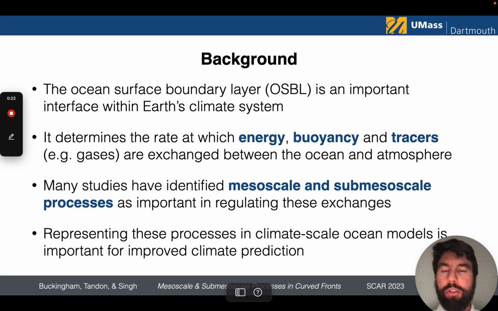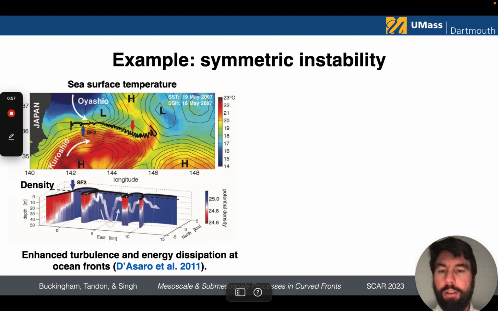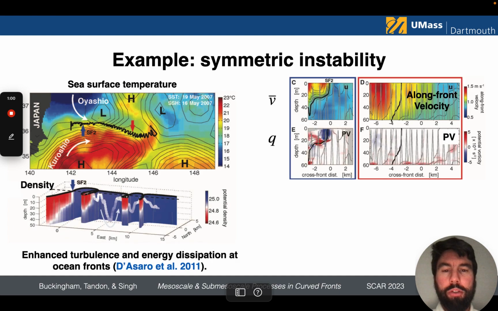By way of background, the ocean surface boundary layer is an important component of Earth's climate system. It determines how energy, buoyancy, and tracers are exchanged between the oceans and atmospheres. Many studies, particularly those recently, have identified mesoscale and submesoscale phenomena as potentially important in regulating these exchanges. We think, therefore, that representing these in Earth system models or climate scale ocean models is important for improved climate prediction.